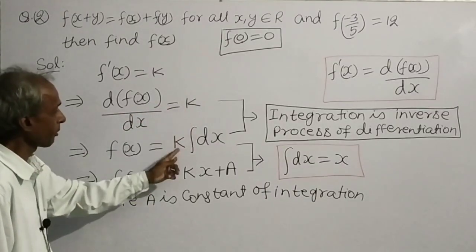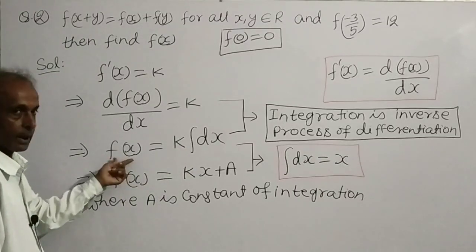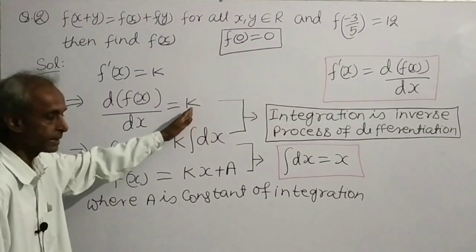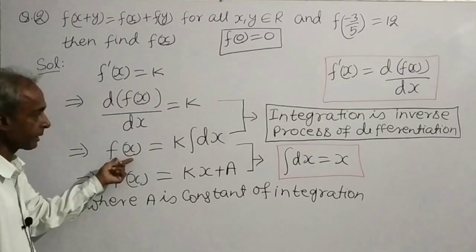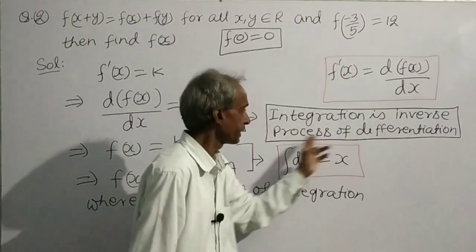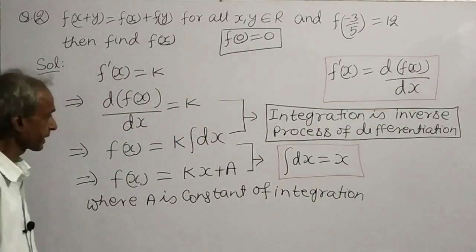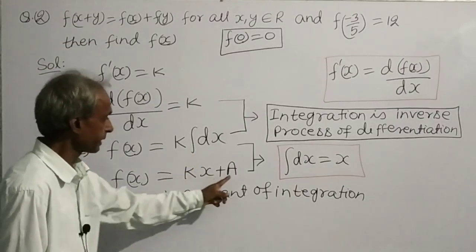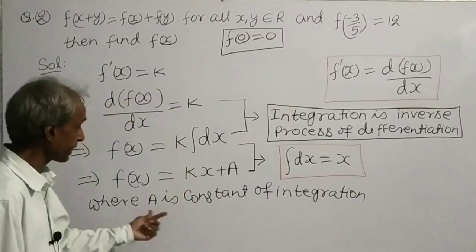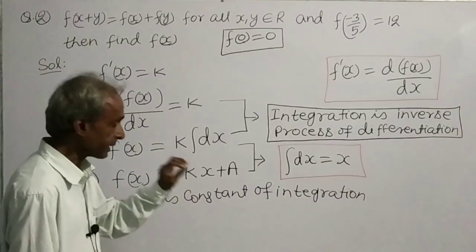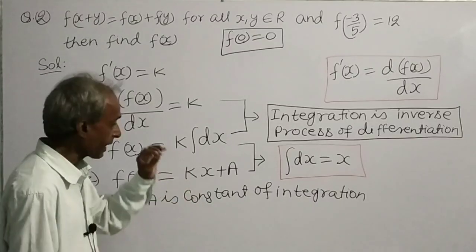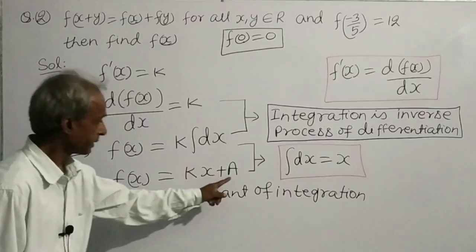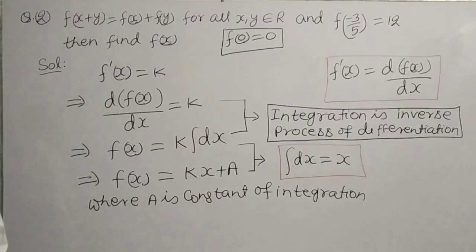therefore the integral of k will be f(x). After differentiating this we get this. Therefore after integrating this we will get f(x), because integration is the inverse process of differentiation. After differentiating we get this. Here A is an arbitrary constant. When we integrate, we write an arbitrary constant at the end. This A is an arbitrary constant.